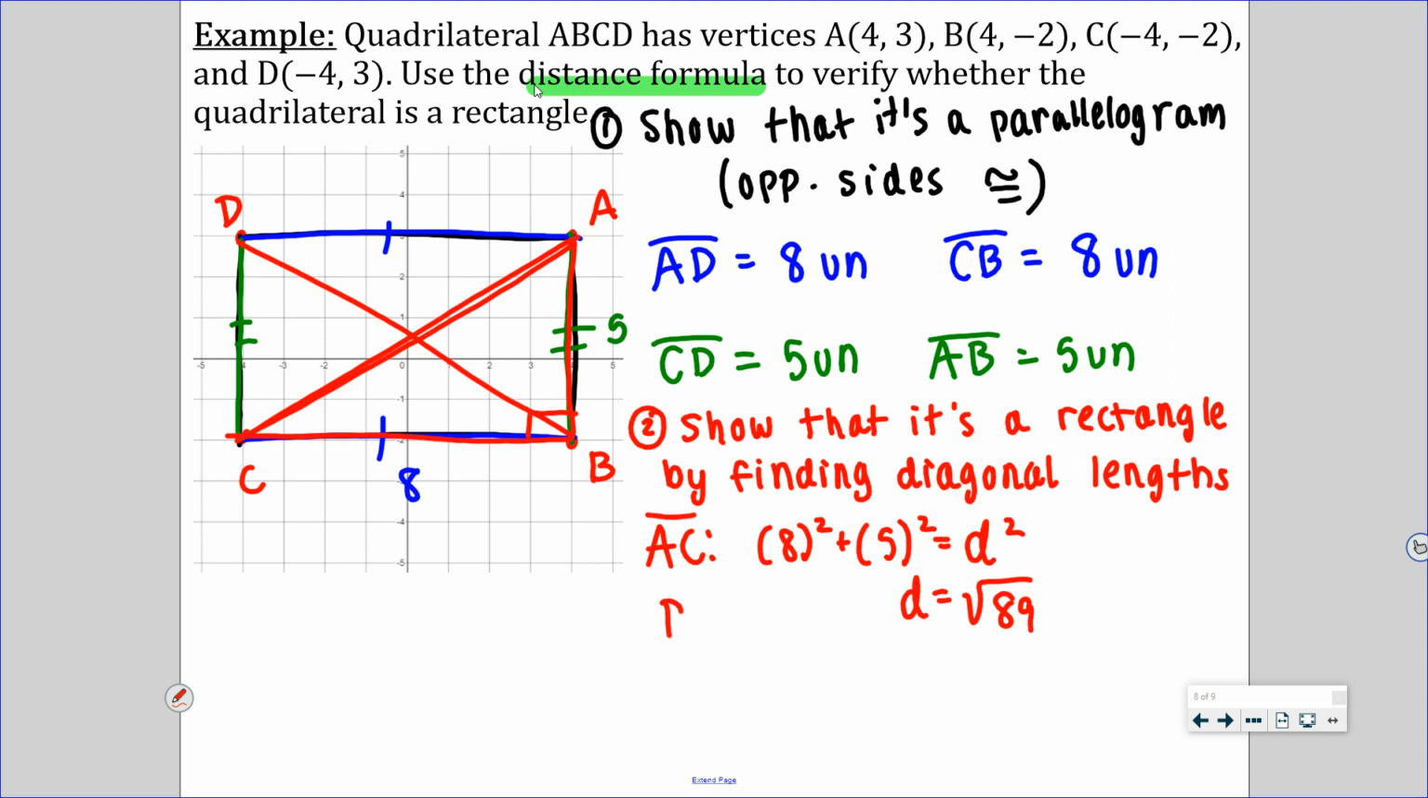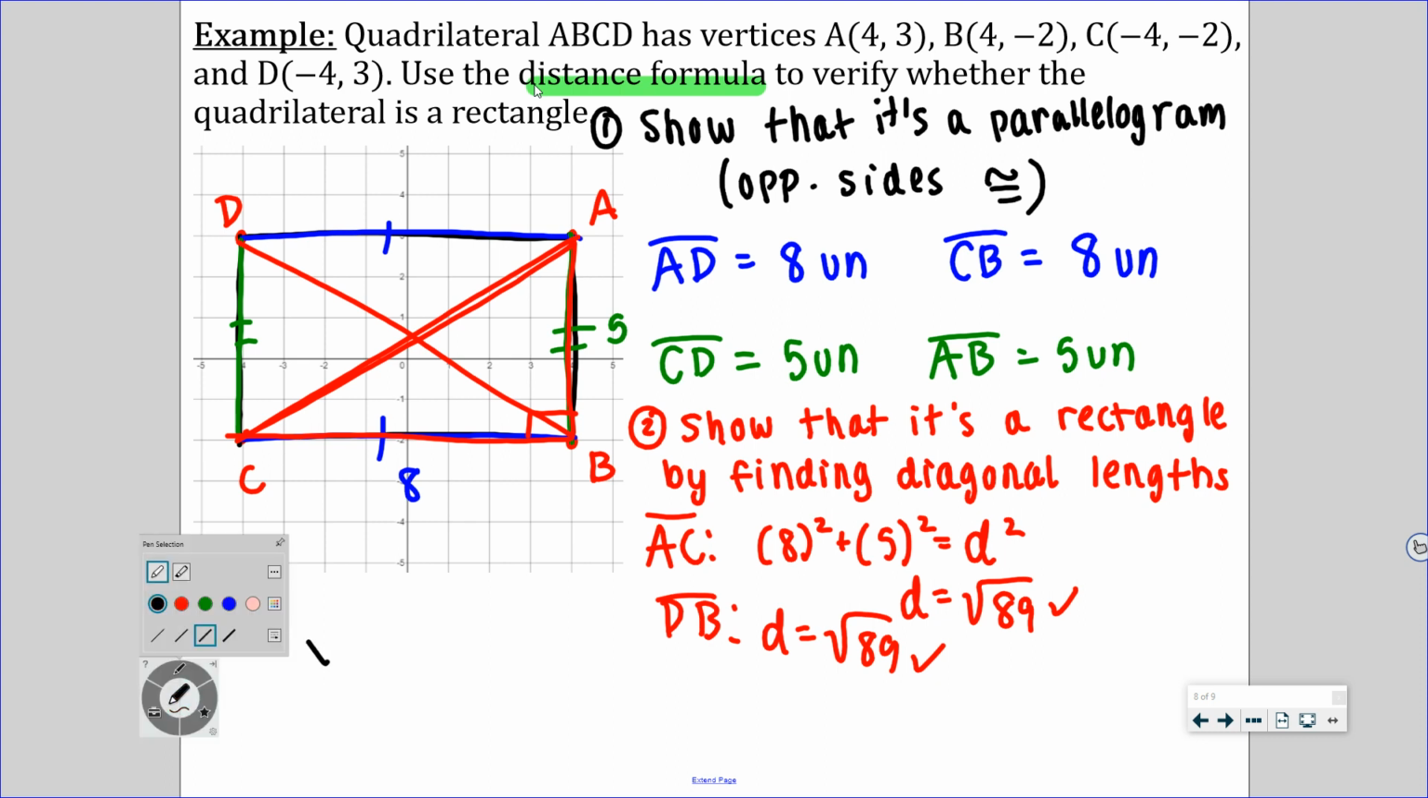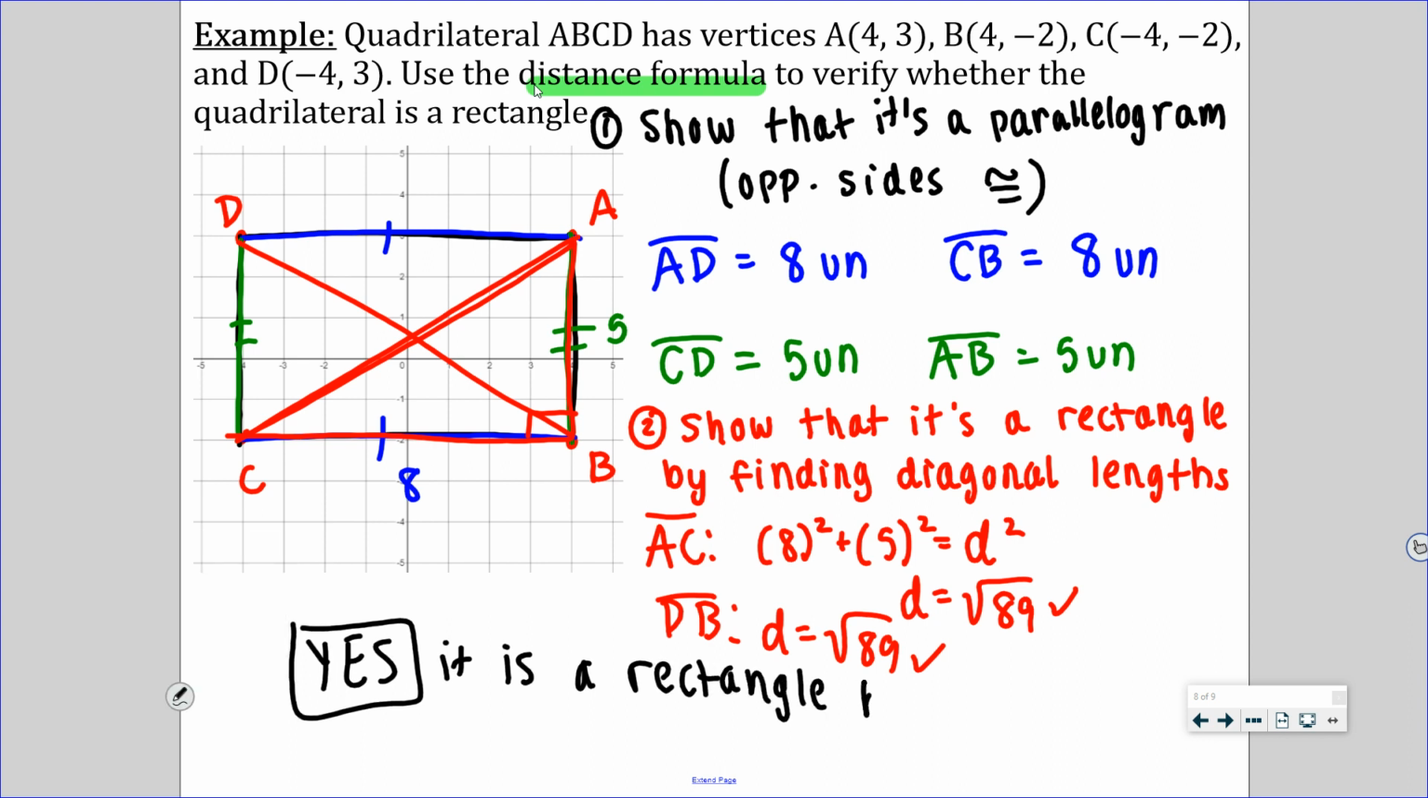All right, so I'm going to tell you DB is also a distance of square root of 89. Is this a rectangle? Yes, because the diagonal lengths are congruent. And we already proved it's a parallelogram. So yes, it is a rectangle, because my diagonals are the same. They're both the square root of 89 units.